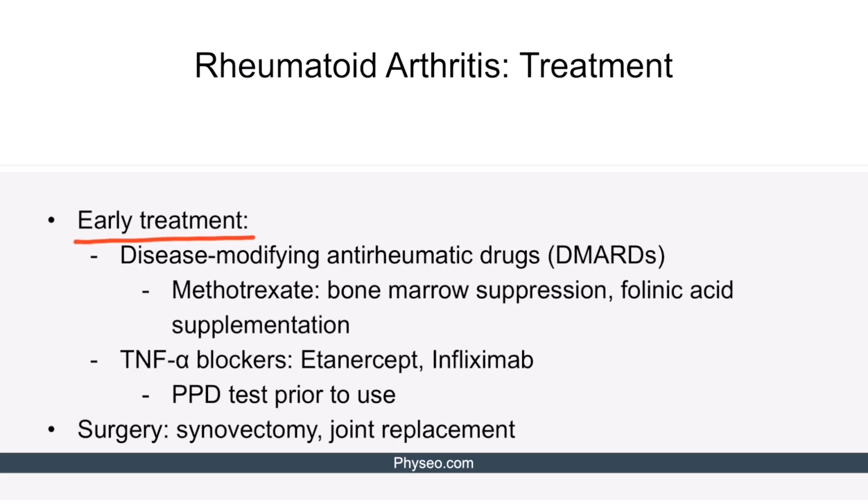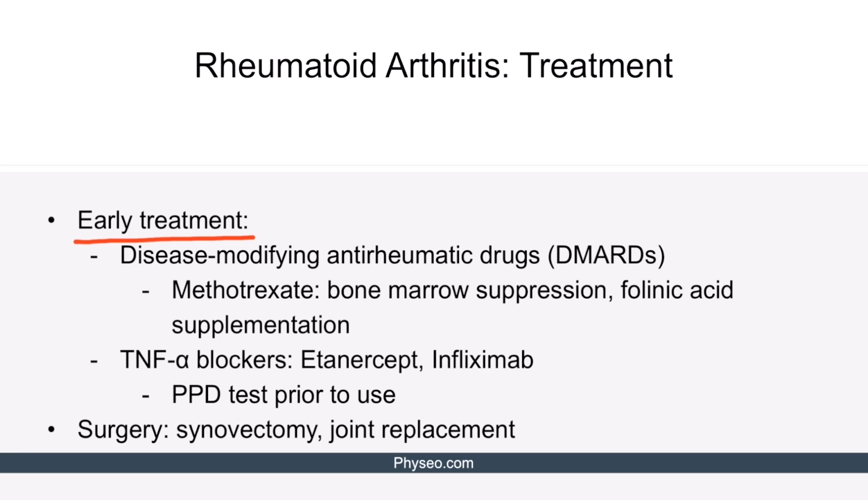Early treatment with disease-modifying anti-rheumatic drugs minimizes the long-term damage to the joints and slows the progression of the disease. These drugs should be started at the time of diagnosis due to the slow onset of action, as they need 6 weeks or longer to achieve the desired effect. Methotrexate is the most commonly used medication. However, it can cause bone marrow suppression, so it should be administered with folinic acid.